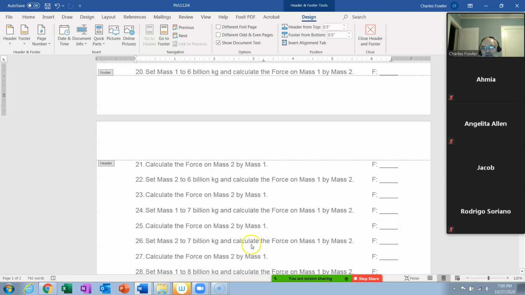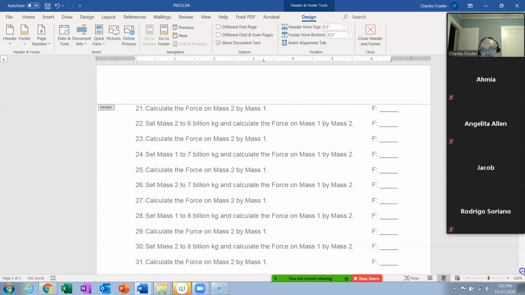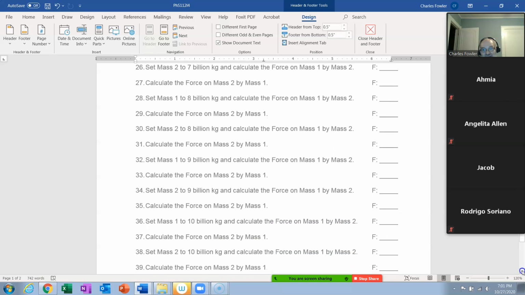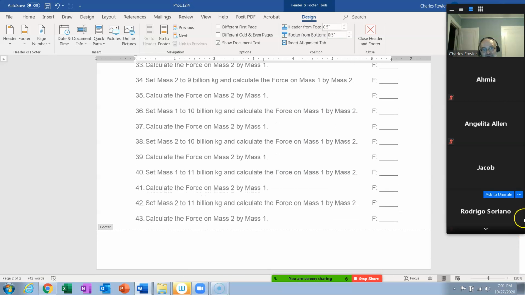Okay. Now we're going to set mass 2 up to 7 billion kilograms. Now, by the way, folks, we have gotten our 25 questions, so that's really all we have to have, but it wouldn't hurt to go on and do a few more. Do y'all want to do it on your own, or you want me to continue doing it with you? The total page here goes up to 43.